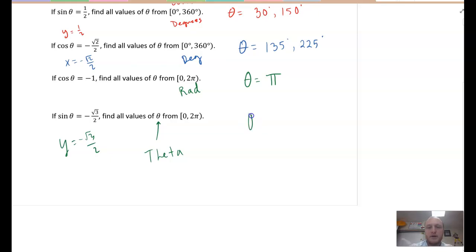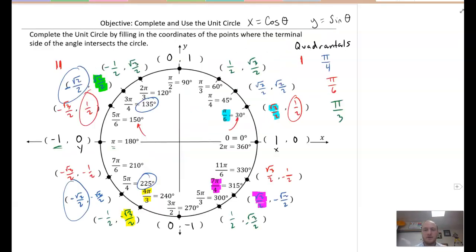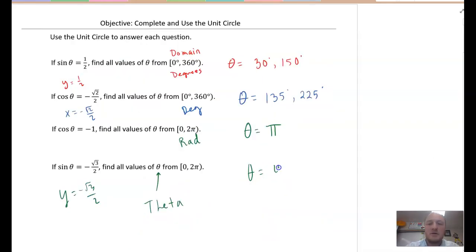All right, so theta is equal to, go to my unit circle, negative root 3 over 2. I know it's going to be in quadrants 3 and 4, because it's negative. So I want my y value to be negative root 3 over 2. Here's one. Whoop, I found it. Here's the other one. Whoop, I found it. This is a pi third angle, a 60-degree angle. So I want it in radians, so 4 pi over 3, 5 pi over 3. So 4 pi thirds, 5 pi thirds. And there you have it.